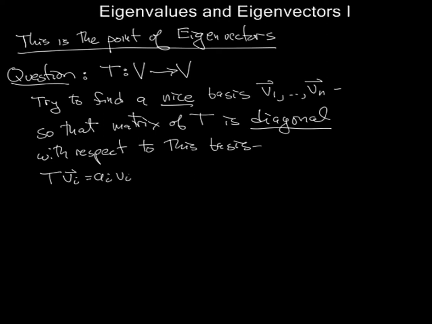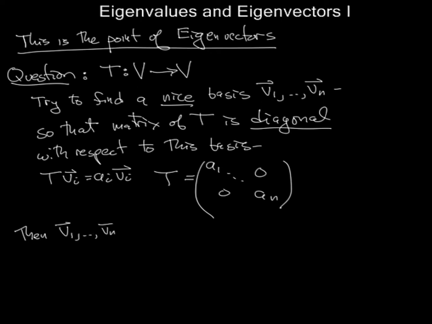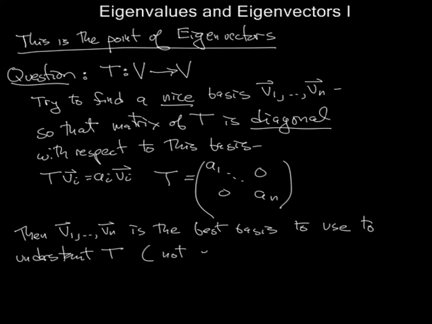So you're looking for vectors vi such that T vi is equal to ai vi, so that the matrix with respect to that basis becomes this diagonal matrix. Then I would consider this basis v1 through vn to be the best basis to use to understand this linear transformation. It might be better than the standard basis e1 through en. So let's look at an example of this.